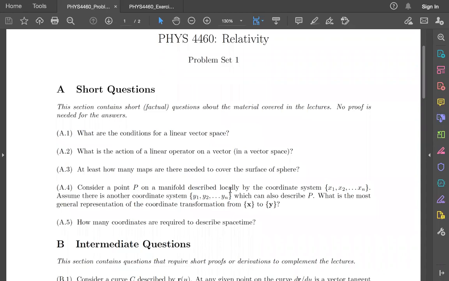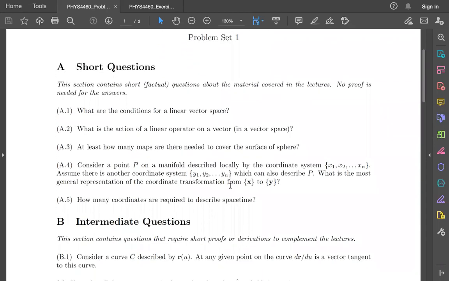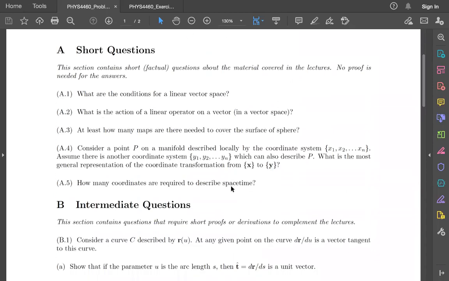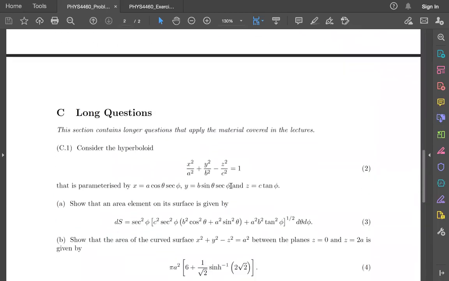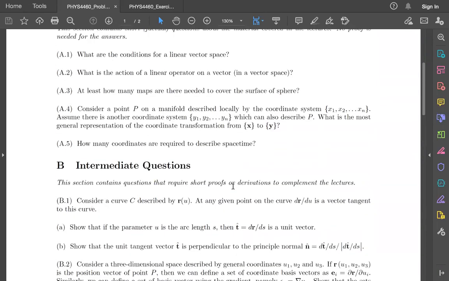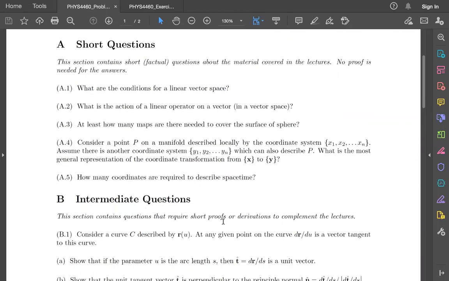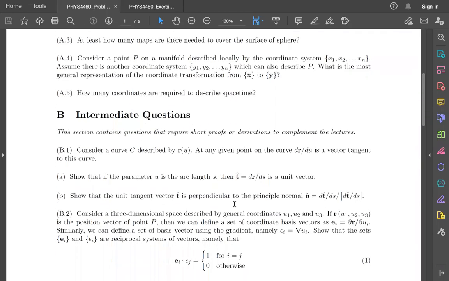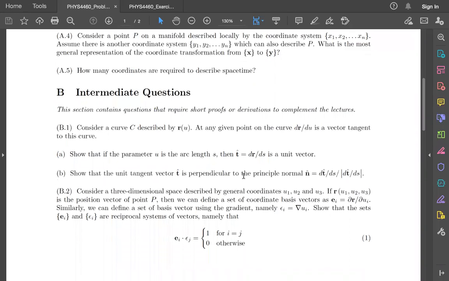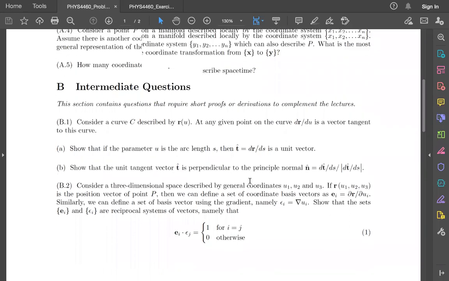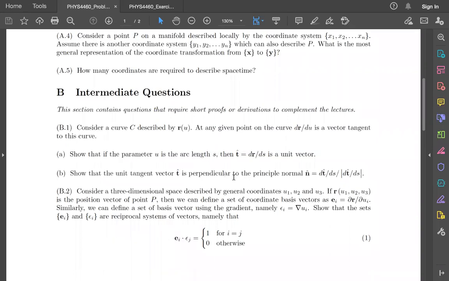As you can quickly see, there are 3 parts to the problem set: short questions, intermediate questions, and long questions. I won't go through the first part with you because most of them are pretty straightforward. If you have attended the lecture by Professor Lee, you should be able to clear all these questions. For the second part, intermediate questions, I can give you some hints. So maybe take some time to look at it together.